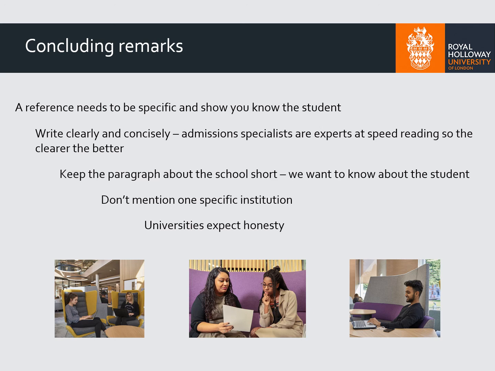So in general, a reference needs to be specific and show that you know the student. Write clearly and concisely. Admissions specialists are experts at speed reading, so feed them the information. Don't make it hard for them to go and look for it. Keep the paragraph about the school short. We want to know more about the student. Don't mention one specific institution, because this reference will be sent to the student's 5 choices, and universities are expecting honesty.